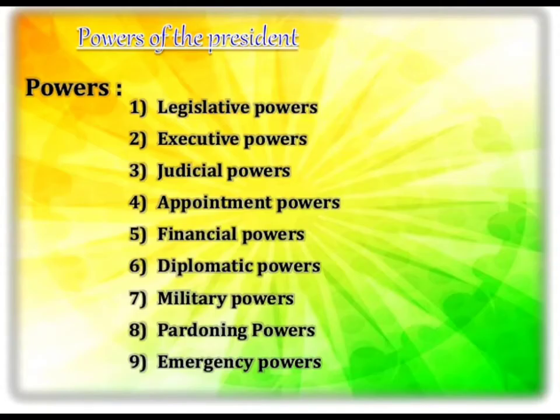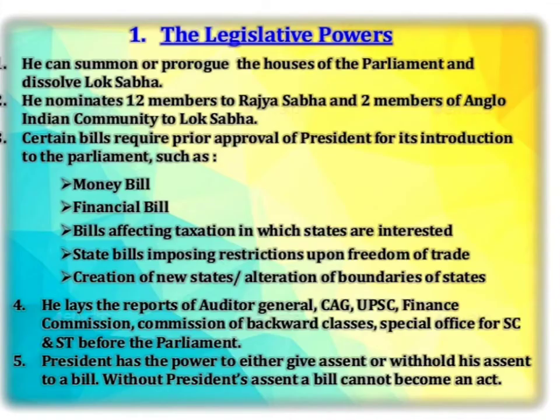How many types of powers? There are at least 9 kinds of powers of the president, starting from the legislative power, the executive powers, the judicial power, the appointment powers, financial powers, diplomatic powers, military powers, pardoning powers, and the last, the emergency powers. Okay, so we will describe the first one, the legislative powers.